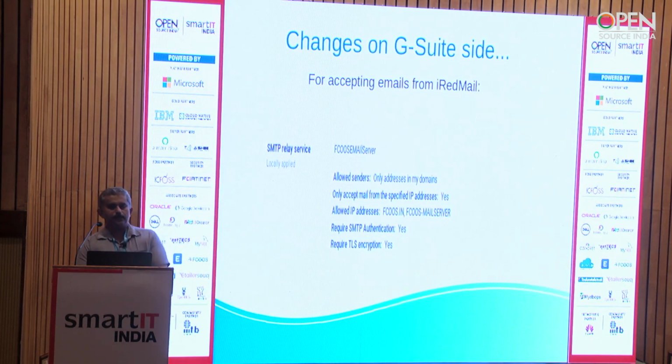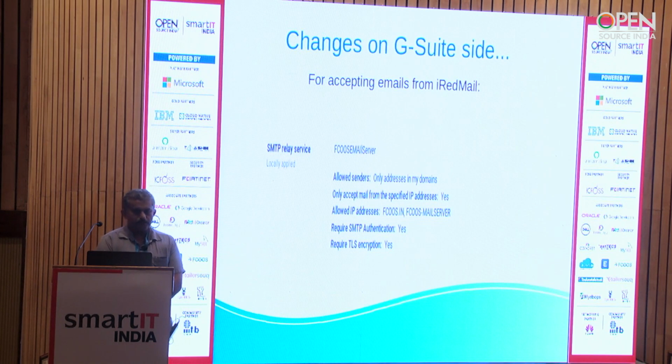You need to define your email server as an SMTP relay service. This option needs to be allowed, and these are all the options you need to select. The first option is very important, allowed senders. You need to select only the domain addresses. For example, if your domain is abc.com, only those addresses you should allow. Otherwise, G Suite has a restriction on sending limits. G Suite does not have any restriction on incoming mails, but it has a restriction on outgoing mails. So this option is important.